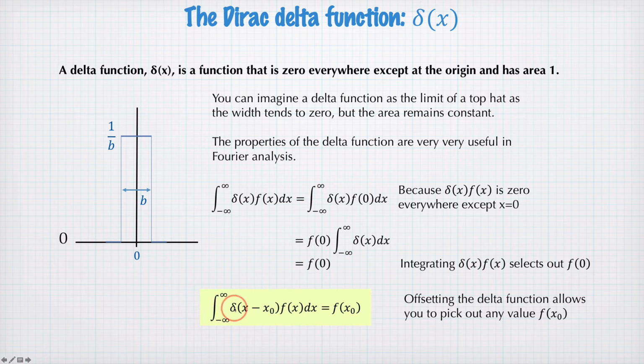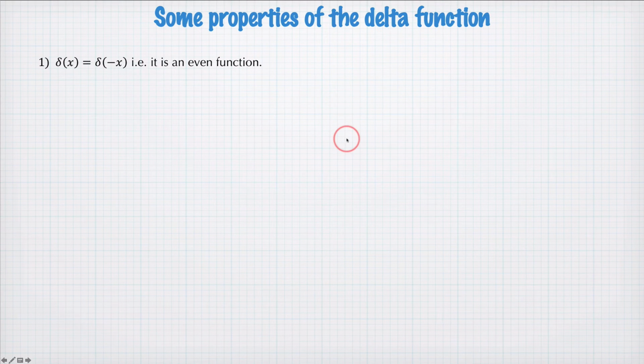You can generalize this if you offset the delta function by some offset x naught and integrate, then you select out the value f of x naught. So offsetting the delta function allows you to pick out any value f of x naught. Here are a few other properties of the delta function. This is by no means an exhaustive list, just some of the ones that may come in useful.